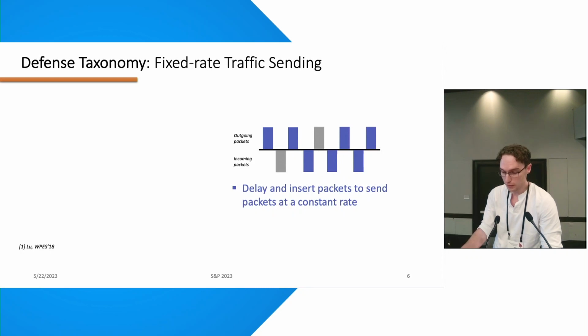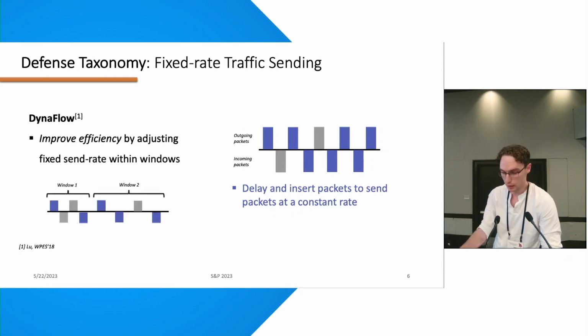So first, the basic idea of a fixed-rate traffic sending defense is to use packet delays and packet insertions to schedule traffic at a constant rate of flow. This strategy can be very effective at eliminating privacy leakage, but often at tremendous costs. Dynaflow does this more efficiently by adjusting the targeted flow rate to the real flow rate within fixed windows.